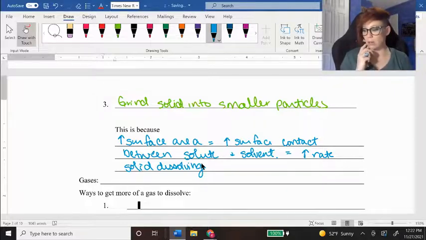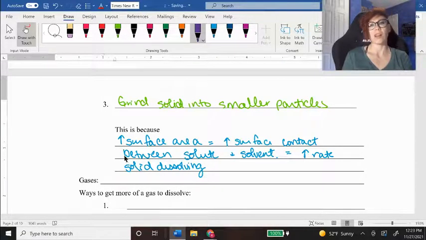Okay, so now this is a little different. So gases are a little bit different, but we do mix gases into solution. So if you think about a carbonated beverage like Coca-Cola, Pepsi, Mountain Dew, soda or pop or whatever you want to call it. Carbonated beverages would be considered a gas dissolved in a liquid.